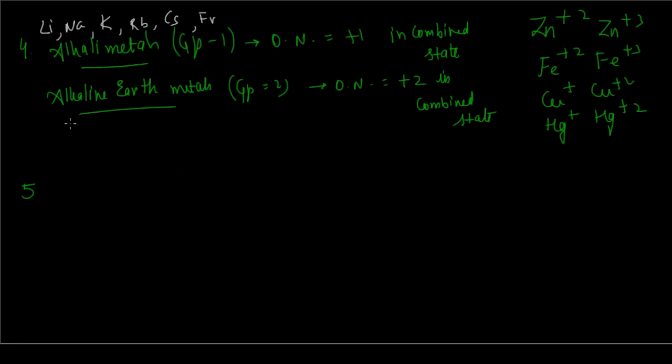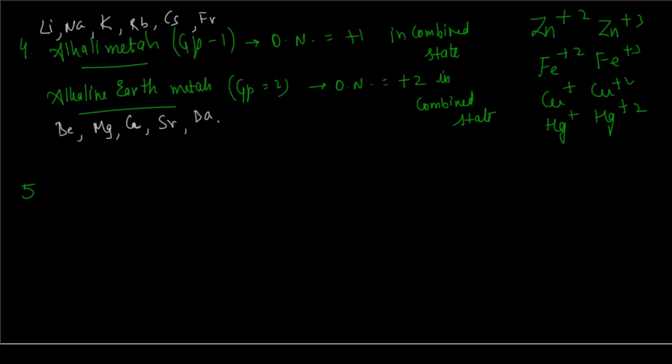Alkaline earth metals basically include beryllium, magnesium, calcium, strontium and barium. Clear? These are the alkaline earth metals.